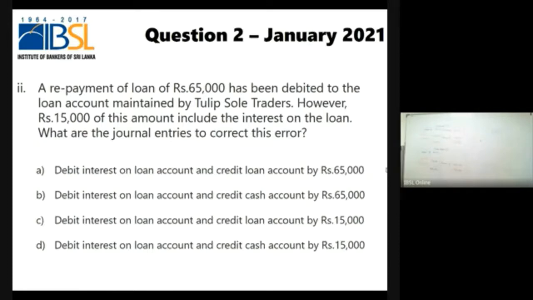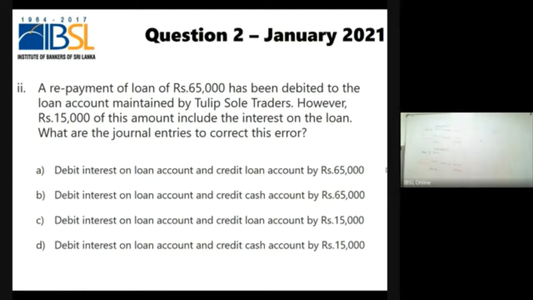So what does it say? A repayment of loan of rupees 65,000 has been debited to the loan account maintained by Tulip Sole Traders. However, rupees 15,000 of this amount include the interest on the loan. What are the journal entries to correct this error?